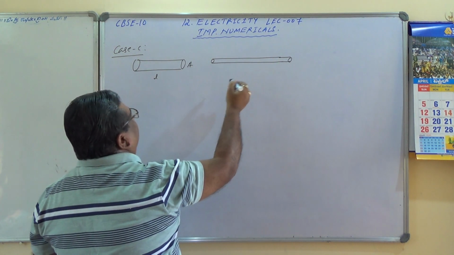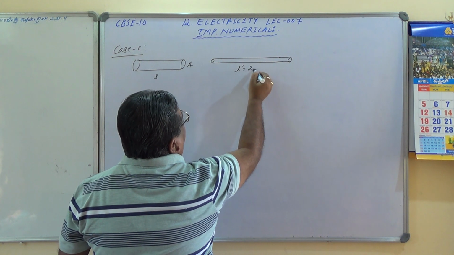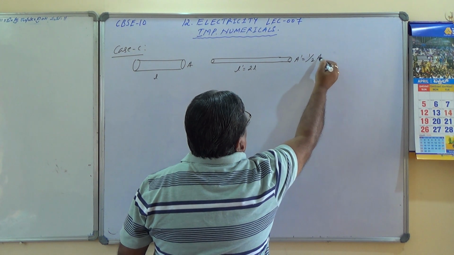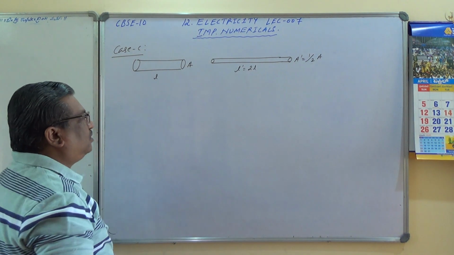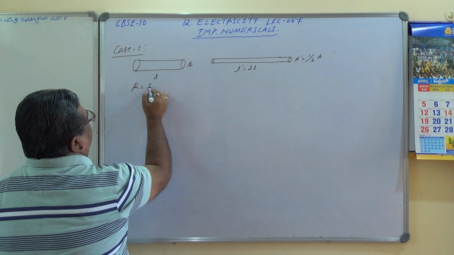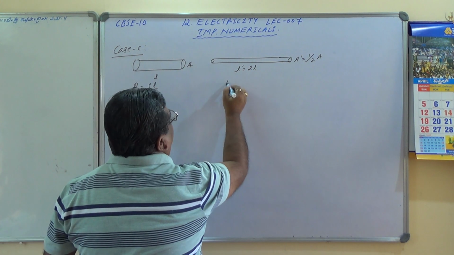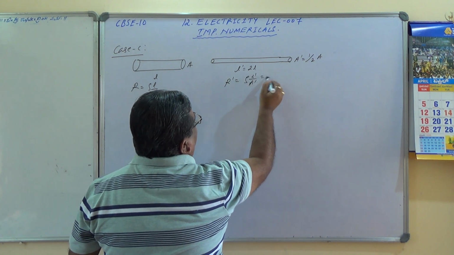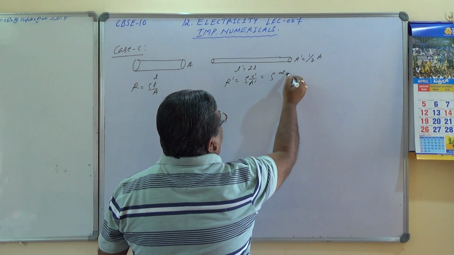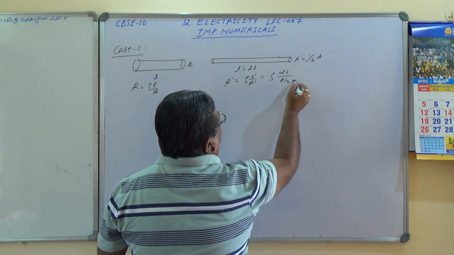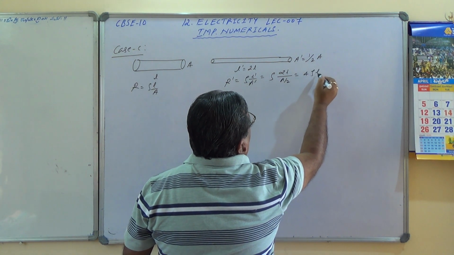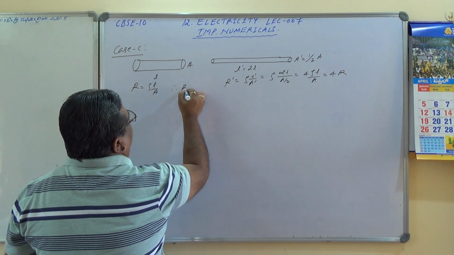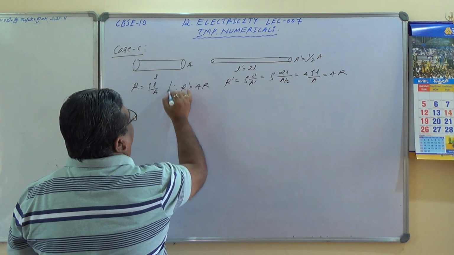What is the length of this conductor? L dash equals twice the length. A dash equals half the area of the initial cross section area. So here R equals rho L by A, R dash equals rho L dash by A dash, rho L dash is 2L divided by A by 2, which equals 4 times rho L by A, which equals 4 times R. Therefore, R dash equals 4 times R.